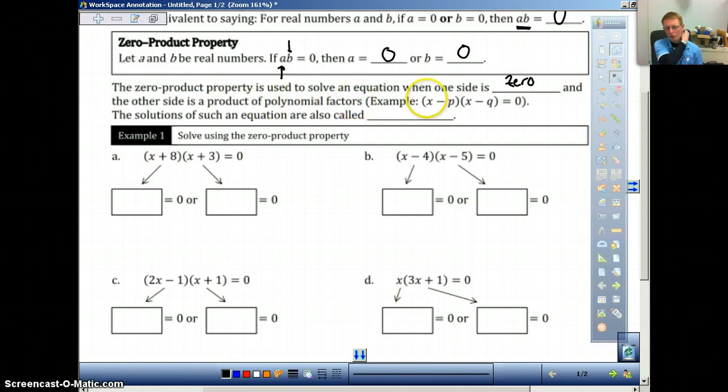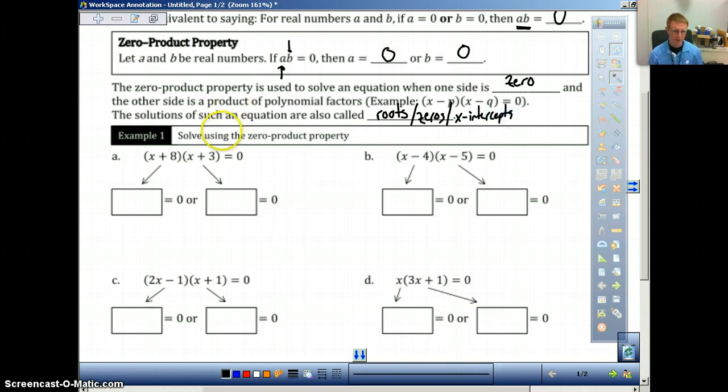Okay, so here's what we're going to be looking at. We're looking at two factors that are going to be equal to 0. So the solutions of such an equation are also called roots. Okay, so we can call them zeros, we can call them roots. I'm going to also say these are zeros. And we can also call them x-intercepts. They can all be called the same thing.